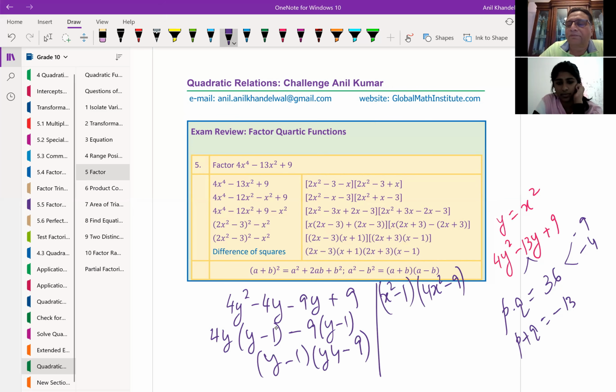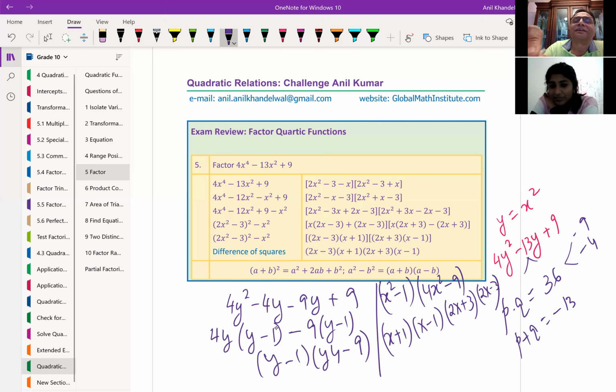Now both of them are perfect squares. So you could write this as x plus 1 times x minus 1 times 2x plus 3 times 2x minus 3. Is that correct? Awesome. That's a nice question. So you got it. Perfect squares. You got the same answer by substitution, and indeed your method is better.